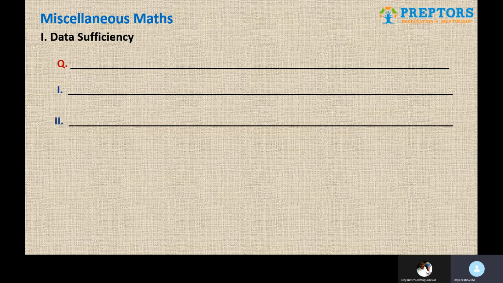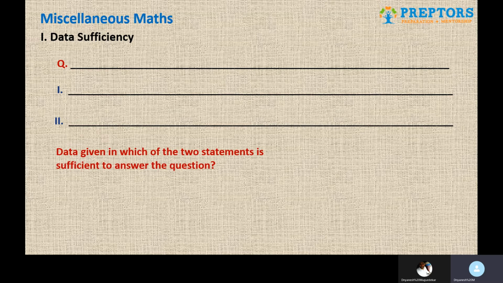But usually one question followed by two statements, and your job is to figure out which of the two statements has data sufficient to answer the question. That is your job. Now, how do we do that? Let's consider a very simple example.